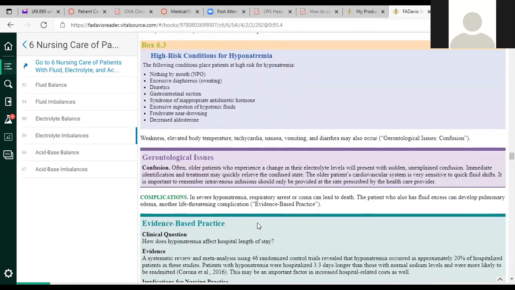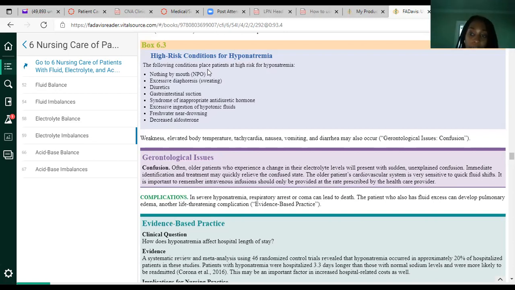And it just talks about things that place individuals at high risk for hyponatremia: patients who are NPO, meaning they cannot have anything by mouth, patients who are sweating, patients who are on diuretics. Those are some of the things that place patients at risk for hyponatremia. And your patient who is NPO, what is important as it relates to their dietary needs? Well, what are some safety issues you can think of with a patient who is NPO?